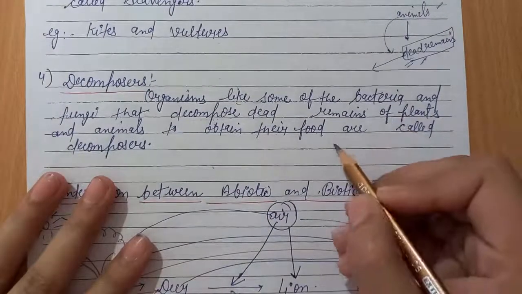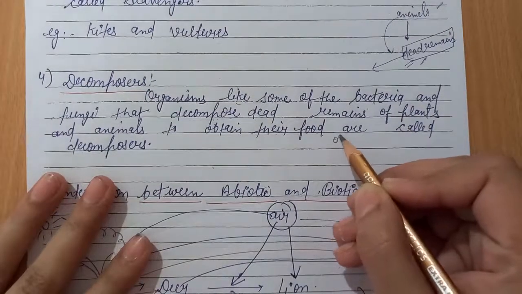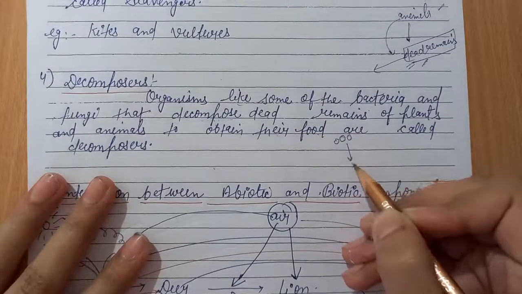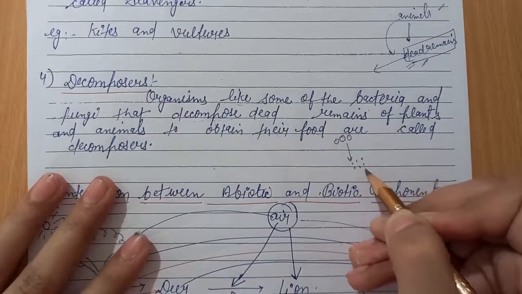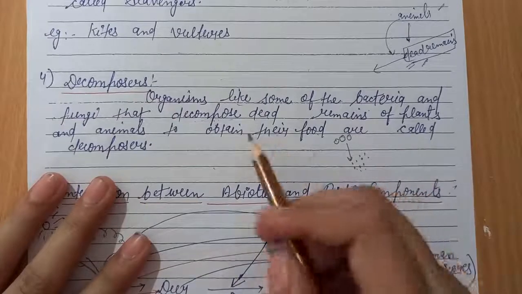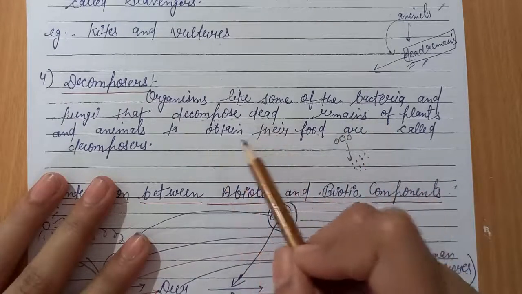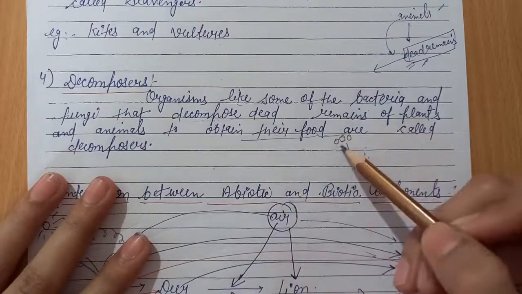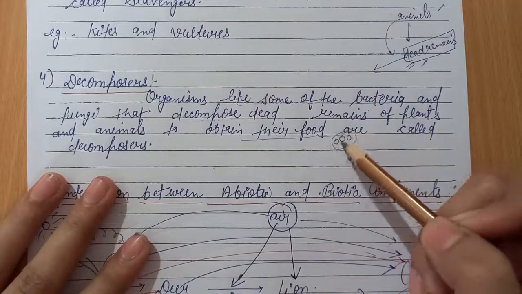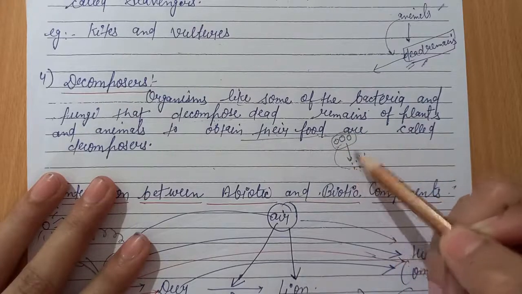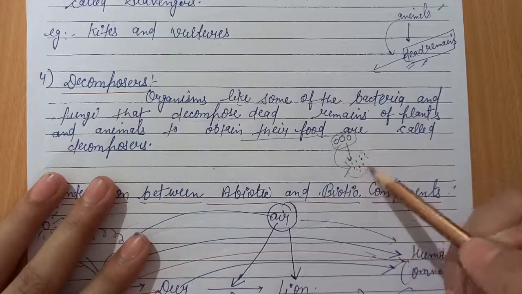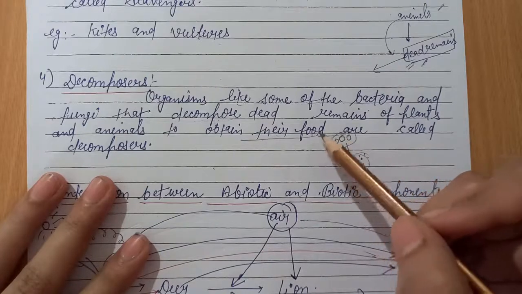Fungi and bacteria break down the dead remains of plants and animals into the smallest parts, and in the process of decomposing these dead remains of plants and animals into the simplest form, they obtain their food.